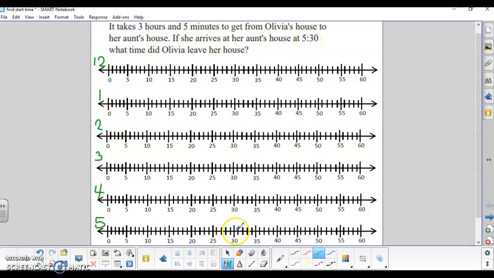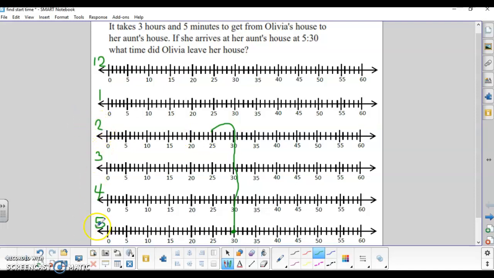5:30. So we start at 5:30. It says she arrived at her aunt's house at 5:30. It took her 3 hours and 5 minutes to get there. So we have to go back 3 hours and 5 minutes. 1 hour, 2 hour, 3 hours, 5 minutes. We're going backwards. Yesterday we were going forward because they were giving us a start time and we are finding the end time. Today we are finding the end time and going backwards to find what time did something start.